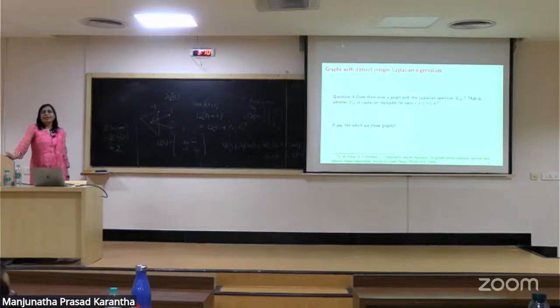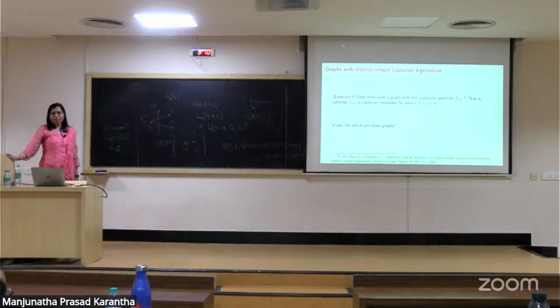So if I take P3, what are the eigenvalues? 0, 1, 3. So 2 is missing. Okay, so that is one example. It's a graph of 3 vertices, and the eigenvalues are 0, 1, 3. So 2 is missing. Okay, so can you give another example?